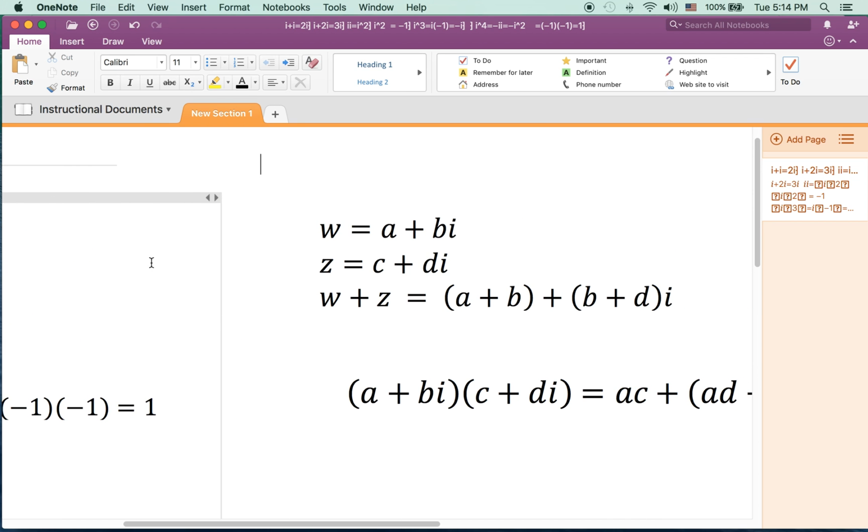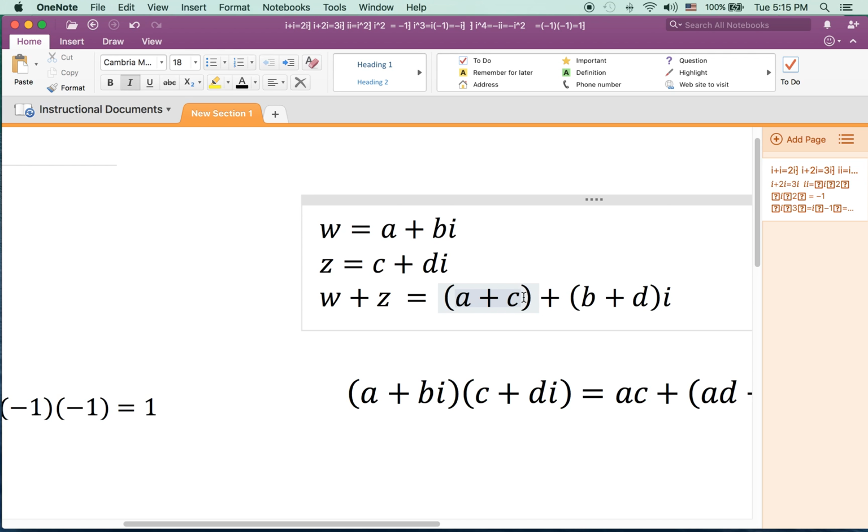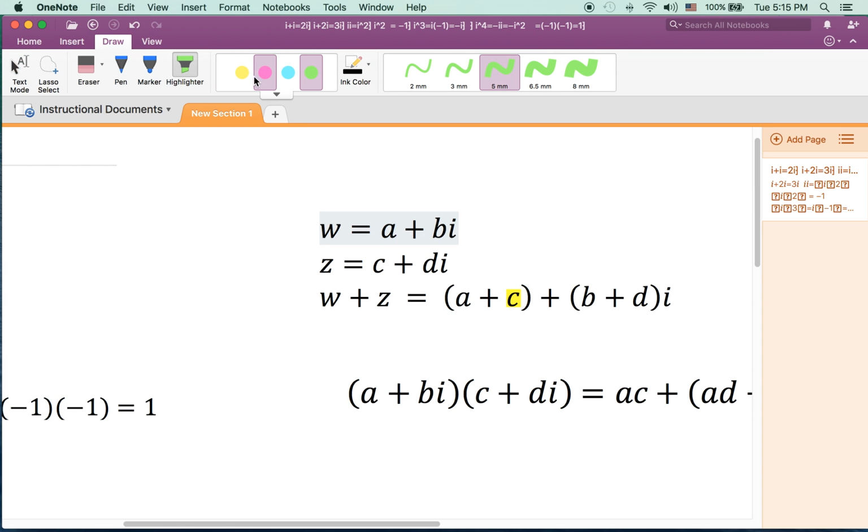We need to be able to add complex numbers. So let's let w and z be complex numbers. I made a little mistake here. If we add w and z, we add their real parts together, and we add their imaginary parts together. So these are the real parts, and these are the real parts here. And these are the real parts here. Here are the imaginary components. And we add those together, and we leave them with the letter i.